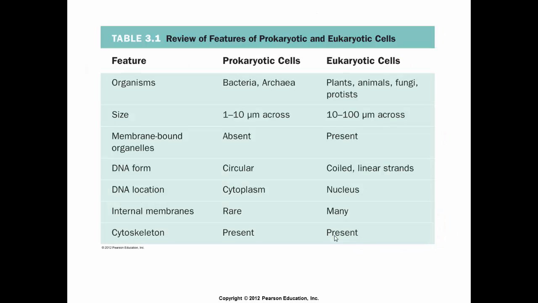This table also breaks down the prokaryotic and eukaryotic. You can see one of the primary differences between the prokaryotic and eukaryotic is that membrane-bound organelles are absent in prokaryotic, present in eukaryotic. The DNA is going to be located in the nucleus in eukaryotes, where it's just in the cytoplasm in prokaryotic.